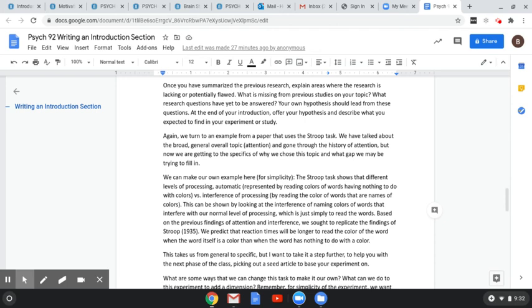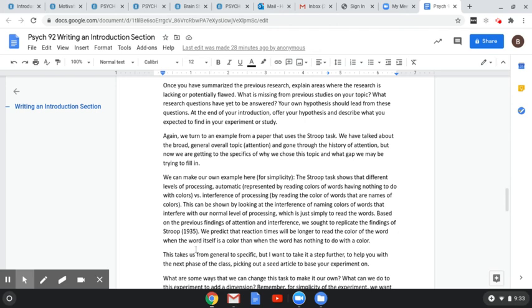Based on the previous findings of attention and interference, this is where your bridge comes in. Based on the previous findings of attention and interference, we sought to replicate the findings of Stroop in 1935. So now you're saying that you're basically looking for a replication of what he did originally. We did it in a sort of different manner than Stroop's original task, and that's where the specifics can come in.